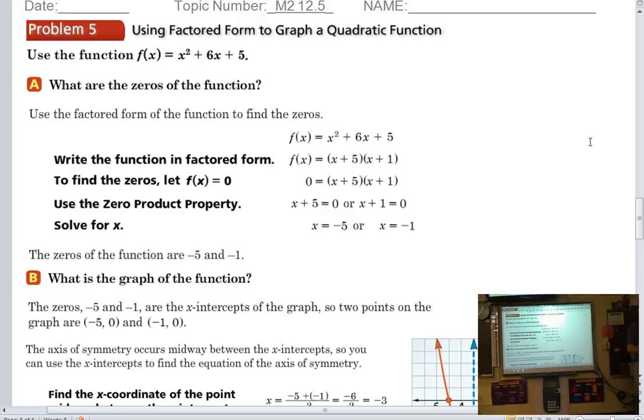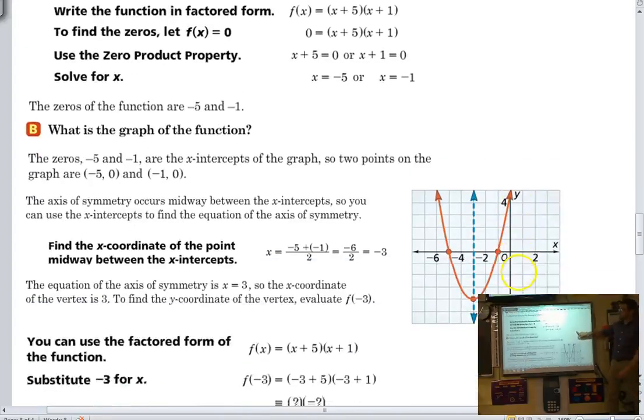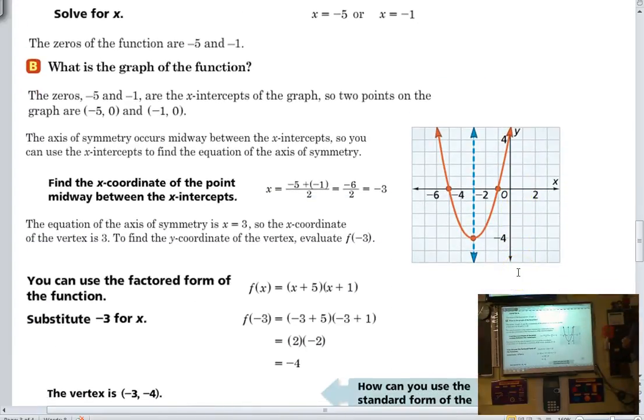So, we find our zeros are negative 5 and negative 1. What is the distance between negative 5 and negative 1? Four. So then we average that out or find the center of that. That would be 2, because we have to cut it in half. We can either go to the left from my higher point or to the right from my lower point and find out that my axis of symmetry is going to happen at x equal to negative 3. From there, I plug x equals negative 3 into my original function.